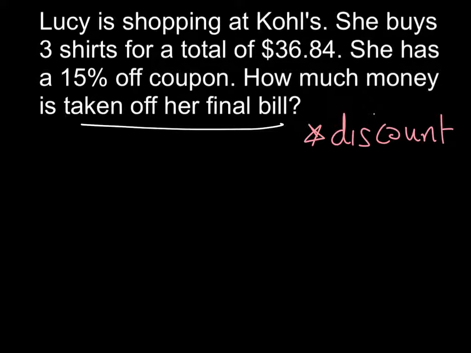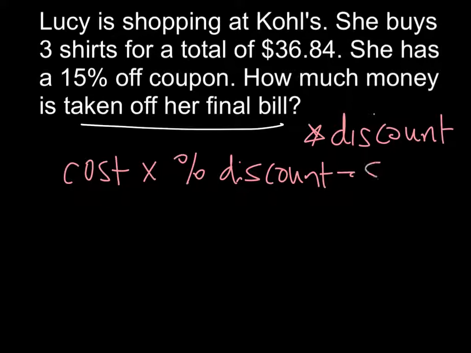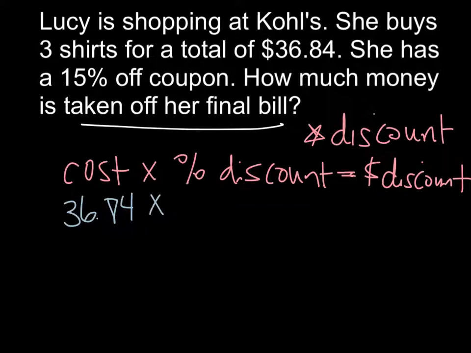So in order to do that, we are going to use our first equation. That would require us to multiply the cost times the percent discount, and that would get us our actual money discount, or how much money we would take off. So if we go ahead and replace in our equation, we know the cost is $36.84. We multiply that times 15%, and then we need to go through our steps.